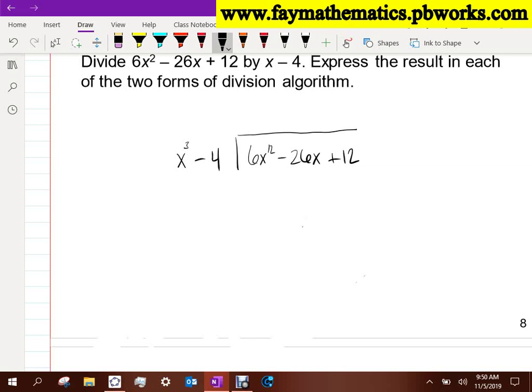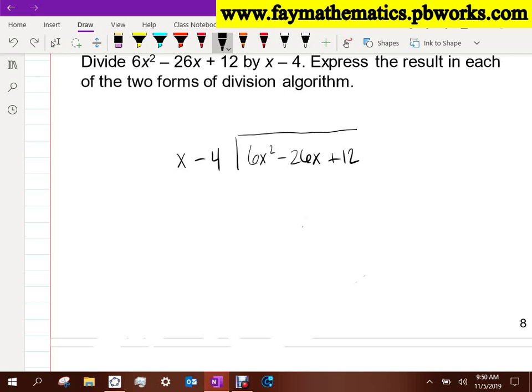Okay. It's just for our next application of this, we want x to the first minus 4. When we use synthetic division, it's going to require us to have x to the first minus 4. Synthetic division only works with division by linear factors.